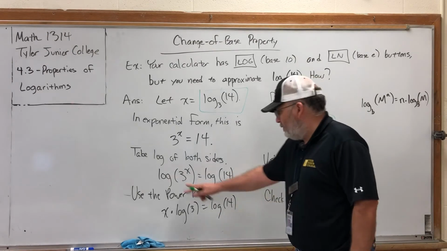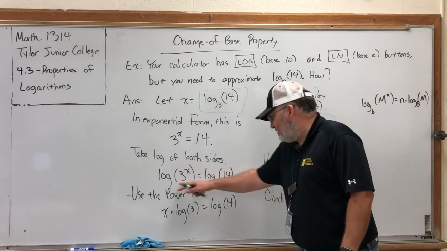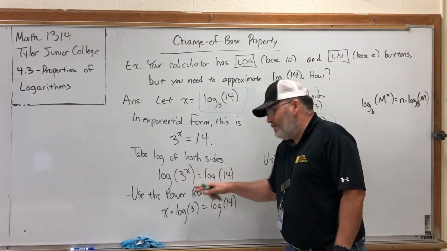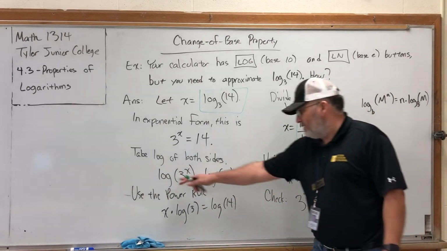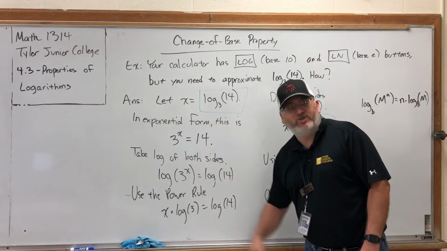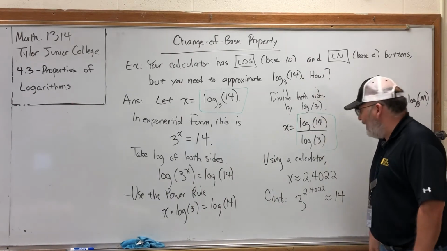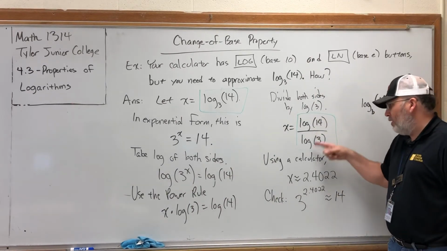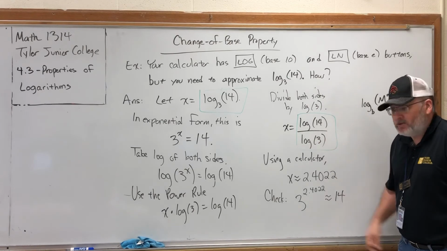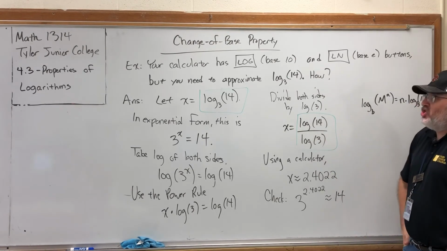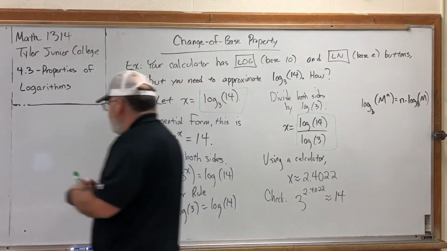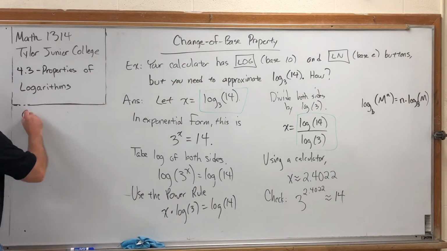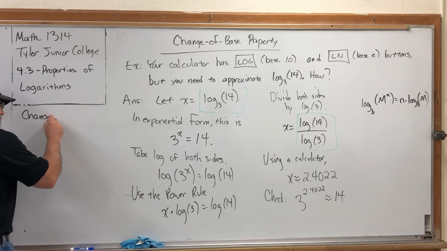I could have put log base 2, log base 7, log base 1,000,000 if I wanted to. What would happen to those bases if I chose a different base? Well, the power rule would still happen. We would still divide. We would get this answer, except both logs would have that base. So we really can change the base to anything that we want. Let's see if we can generalize this. Change of base property.